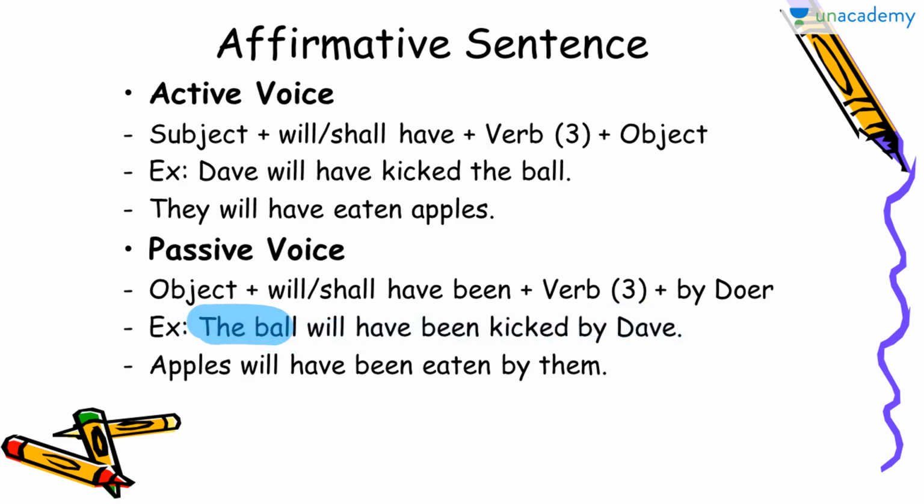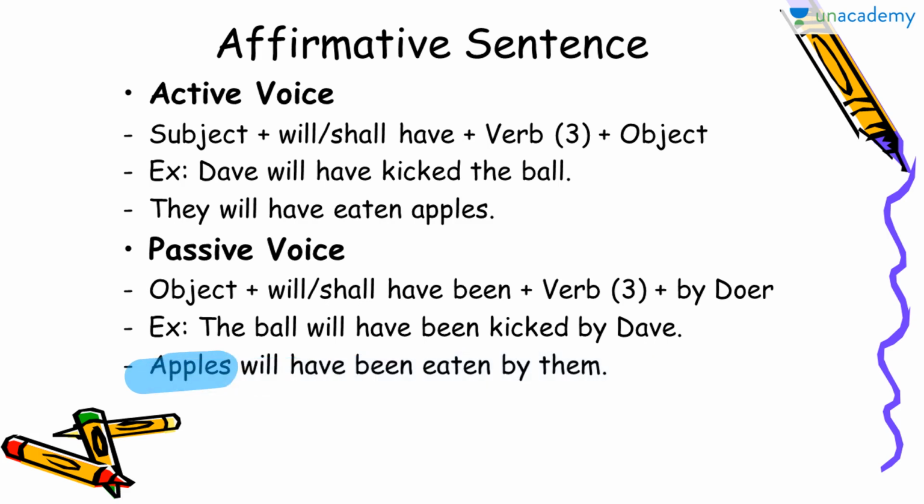The ball is the thing, object on which work is done. It was here, we can see. Then will, then have, then been, fixed word, verb third form kicked. And at last now we are mentioning the one who is doing the work. Apples will have been eaten by them.